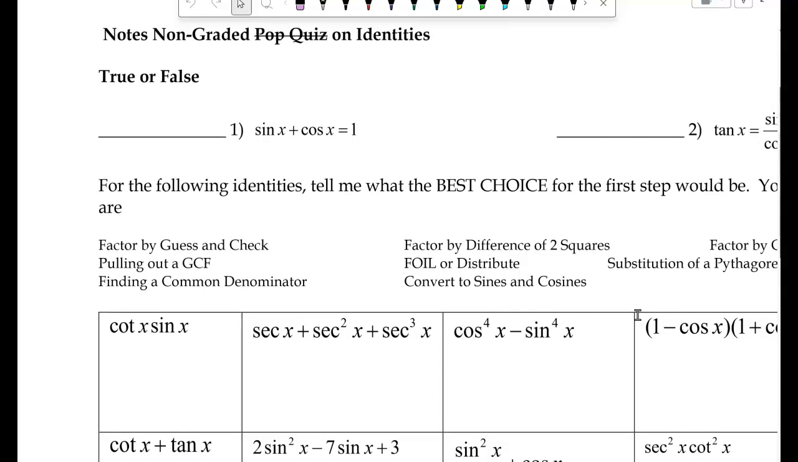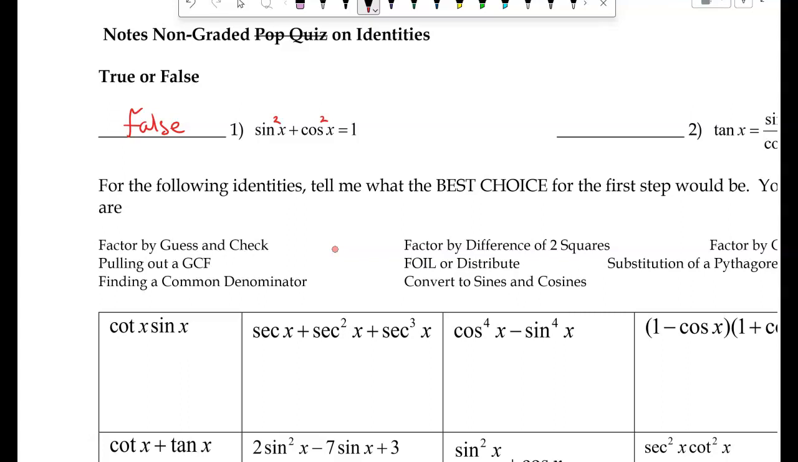False. True or false? Which one is that? False. This should be false. What would make it true? The squared. Yeah. So if we go sine squared x plus cosine squared x equals 1, then we end up having it true, because then it's an identity.